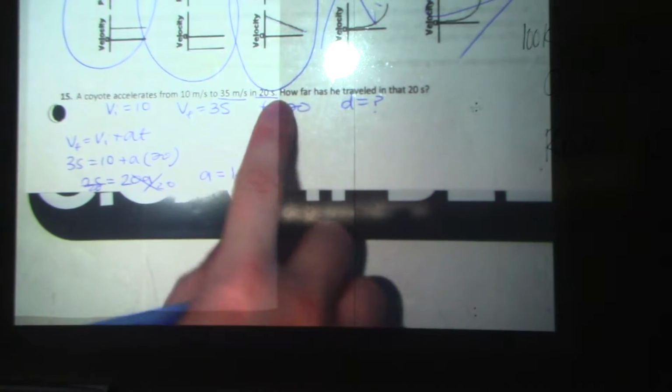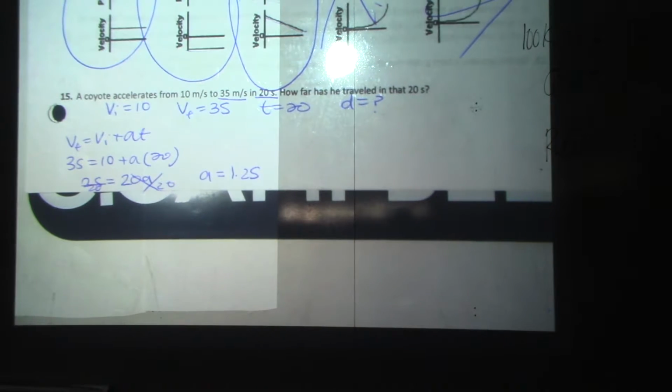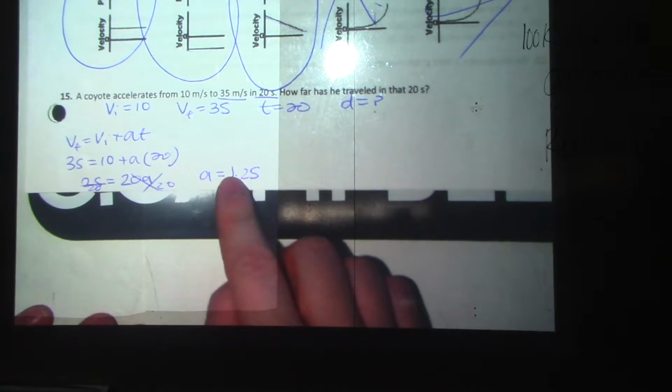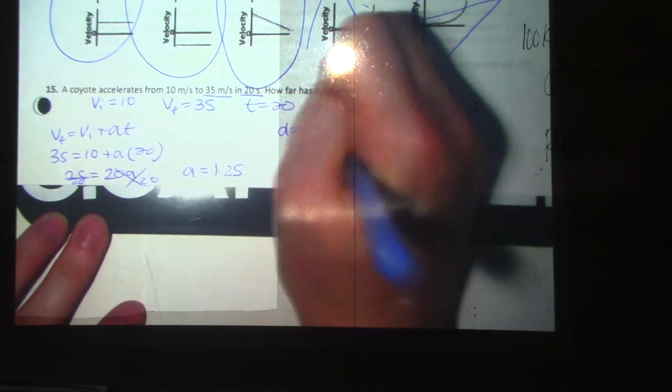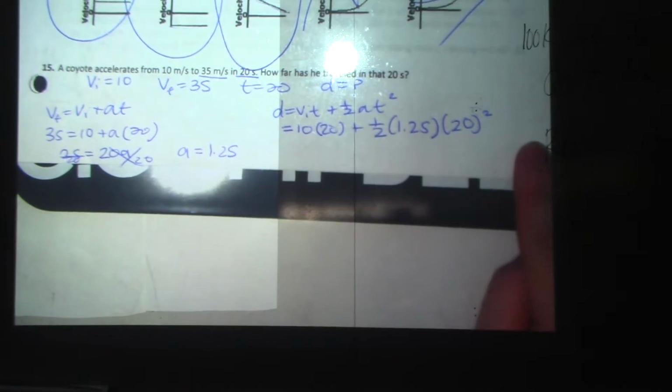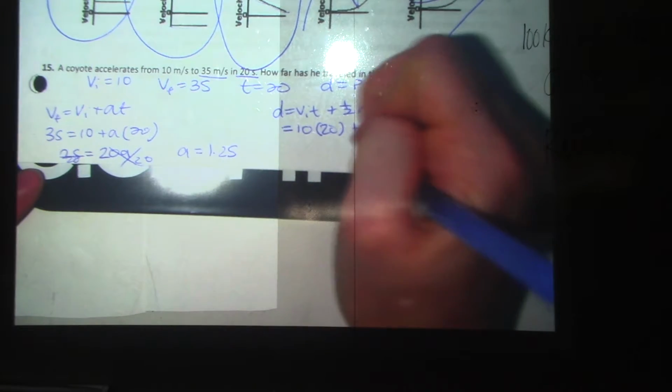I'm still asking for how far I travel, and I'm still asking for that distance. That just happens to be an acceleration, which I'm going to need. Now I can use either equation that has distance in it. I picked this one because distance is already solved for it. I'm not going to have to rearrange the equation or move things around. And then now it's just plug and check. VI is 10, time is 20, plus 1/2 acceleration we just said was 1.25 times time of 20 squared, and then type that into your calculator and you should be getting 450.